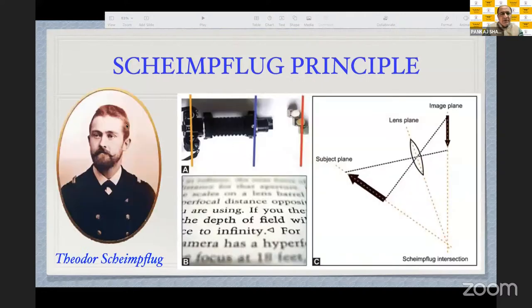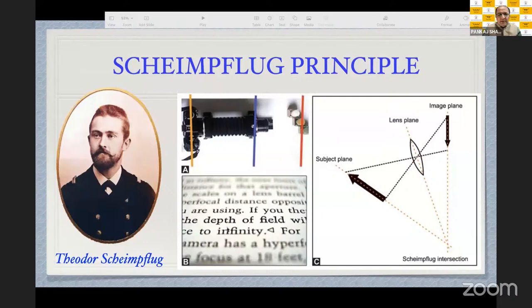To understand that, we have to understand who started this Scheimpflug principle. It was Theodor Scheimpflug. He was a cartographer. Now, a cartographer is a person who makes aerial maps, contour maps of the earth. Where is the mountain, where is the valley. When he used to go in a hot air balloon, he used to take photographs. And he used to see that the peripheral part of the photograph was distorted. It was out of focus.